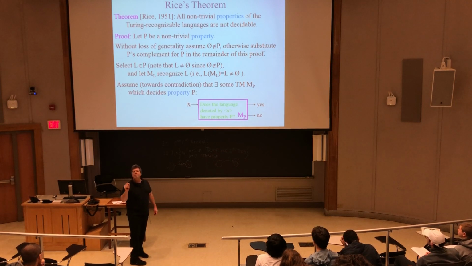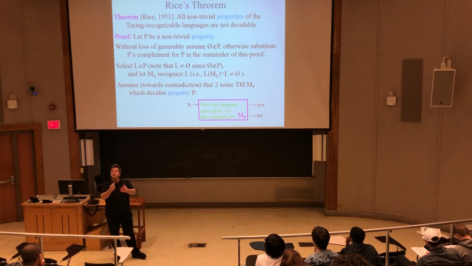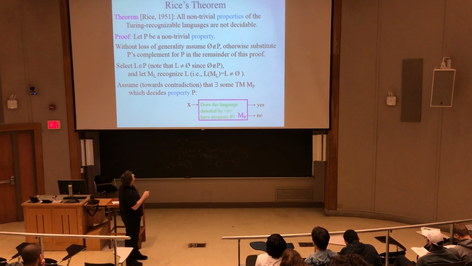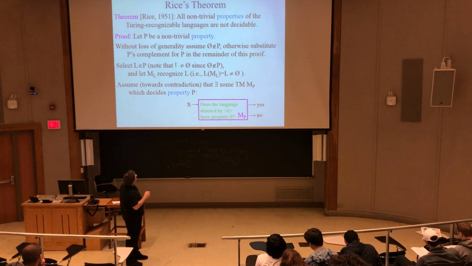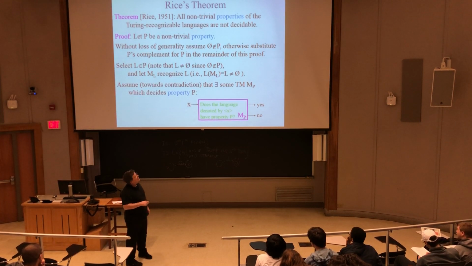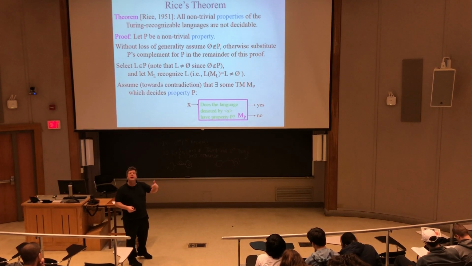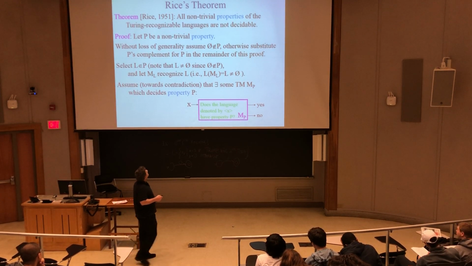You'll see later why I'm harping on the fact that this language we pull out of P and call L is not the empty language. But if there's a language that's recognizable, then there's a machine, M sub L, that recognizes that language L. Same is true for any recognizable language. There's a Turing machine that accepts it, by definition.